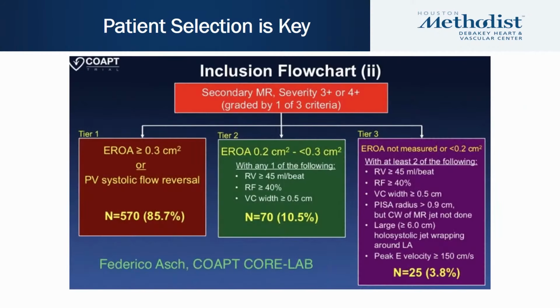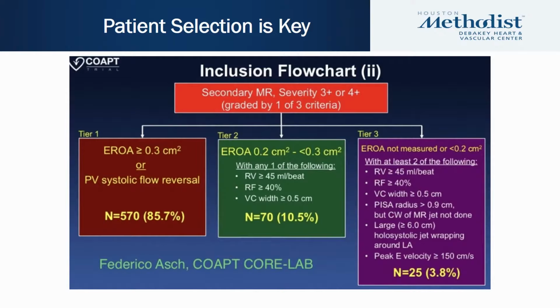And if we look at the inclusion criteria for the COAPT trial, 85% of the population had an effective regurgitant orifice area of 0.3 centimeters squared or more, or pulmonary vein systolic flow reversal. So it's very important to look at such parameters when we're evaluating patients for interventions.